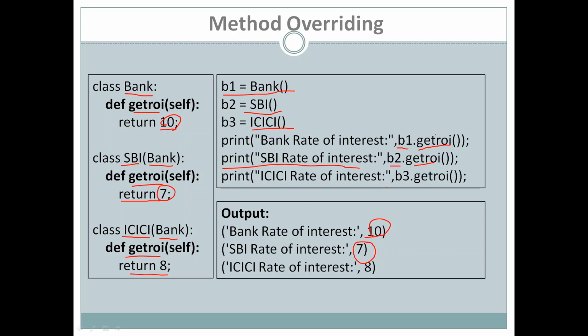In the same way, when we say b3.get rate of interest, this will call the get rate of interest method defined in the class ICICI, so it will print the value 8. So this is method overriding in Python. Method overriding simply means that when a method defined in the parent class is defined again in the child class, it is called method overriding.